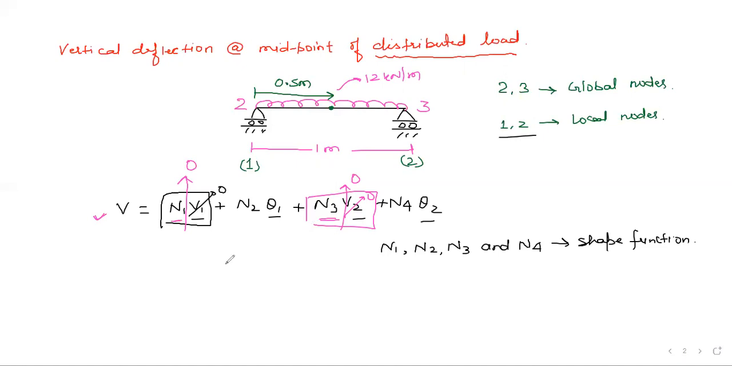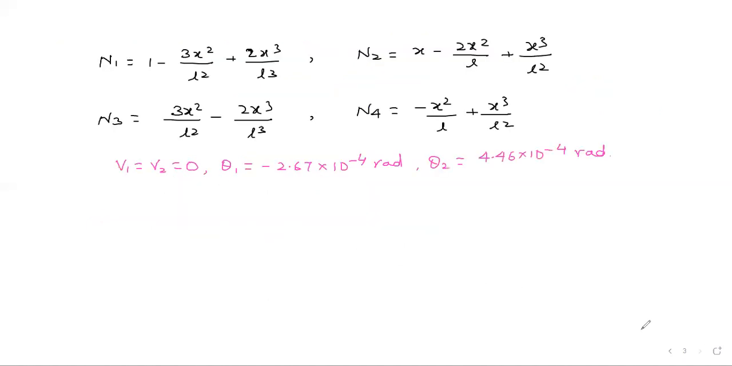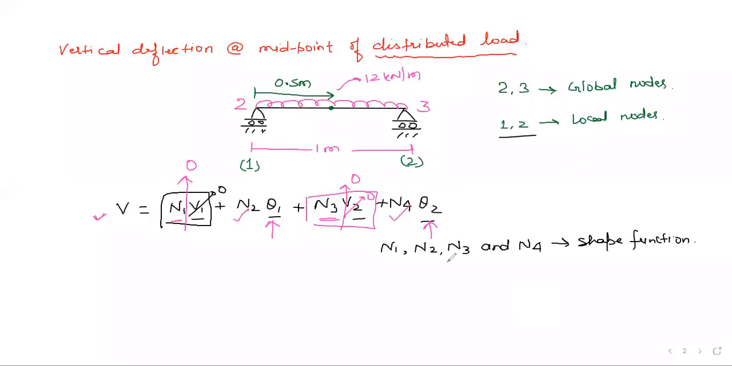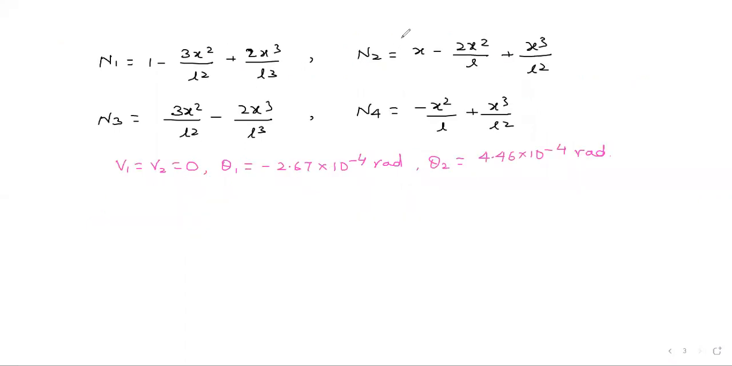So we will only calculate the N2 value and N4 value, because we have the value of theta 1 and the value of theta 2. So these two terms are non-zero terms. Let us calculate these two, N2 theta 1. I am going to calculate this term N2 theta 1 directly. So let us write N2 theta 1.